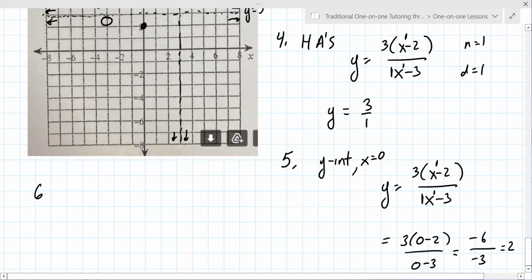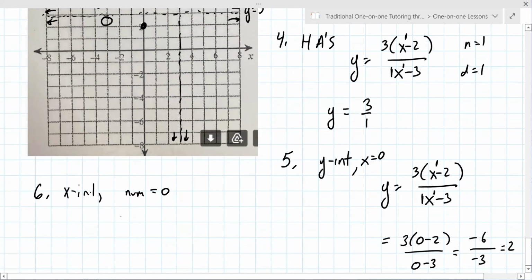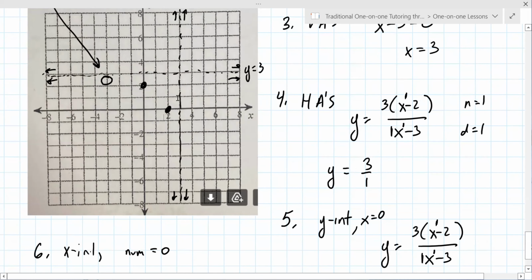Number 6 is x-intercepts. You set the numerator equal to 0, and the numerator is 3x minus 2. So just the terms with x. So x equals 2 thirds and y is 0. So another dot there on the graph. So we're looking pretty good here. Looking real good, actually. The next thing would be to test points.